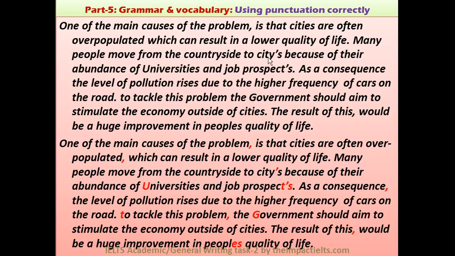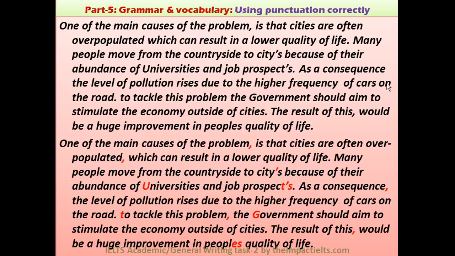Many people move from the countryside to cities. Now this is not right. You can see here that's not right at all. I'm simply talking about city, or if you're talking about the plural, then cities, but we cannot use the apostrophe. This is a possessive case, right? Because of the abundance of universities. Now, university is not a specific name, so we cannot use a capital letter here, right? And job prospects, again, it's not a possessive case. It's simply job prospects, so we will not use an apostrophe. It will be simply prospects without an apostrophe, right?